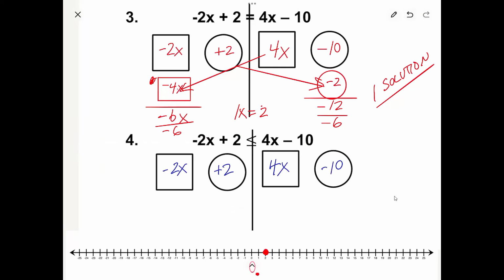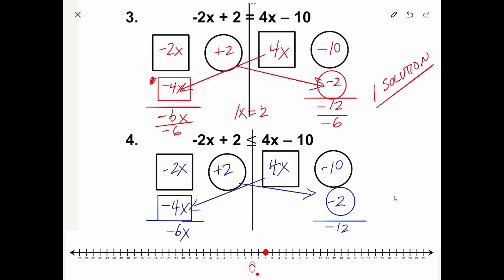Now, same thing as we did before. Circles go with circles, cross the line, change the sign. So this is a plus, it becomes a -2. This +4x gets moved over here, it becomes a -4x. So we got -2 minus 4. That's going to be a -6x. And then over here is going to be a -10 minus 2. That's going to be a -12. Now, last step, always divide by a -6. Divide both sides by a -6.